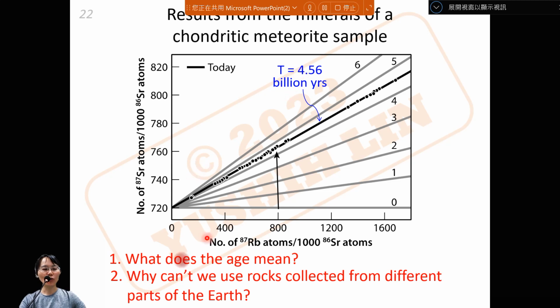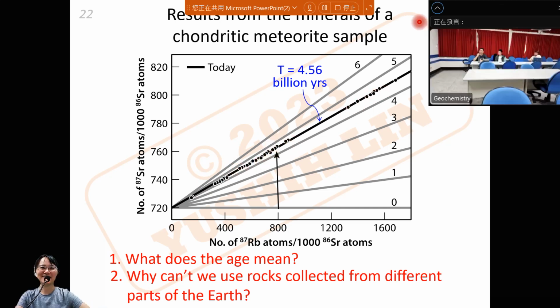Key point, why can't we use rocks collected from different parts of the Earth to do this? These are all from a chondritic meteorite. Can we use the rock on Earth to measure this? Should not be possible, right? Has it been melted? Oh, very good. Because the rock has been melted.